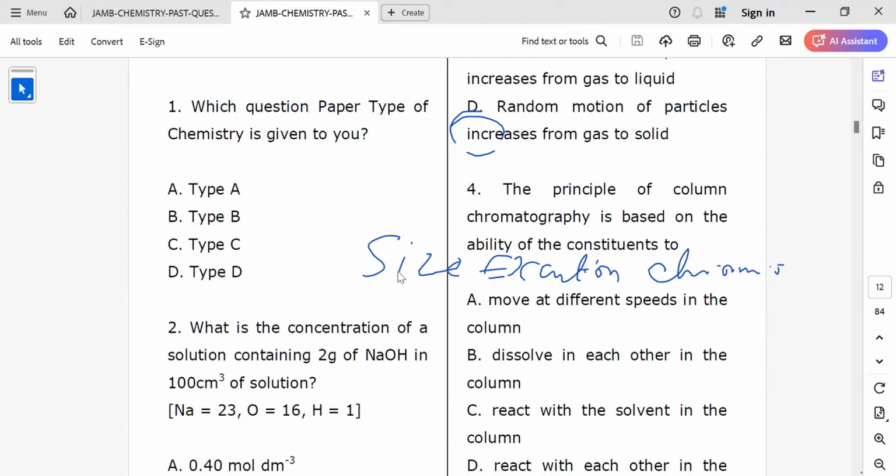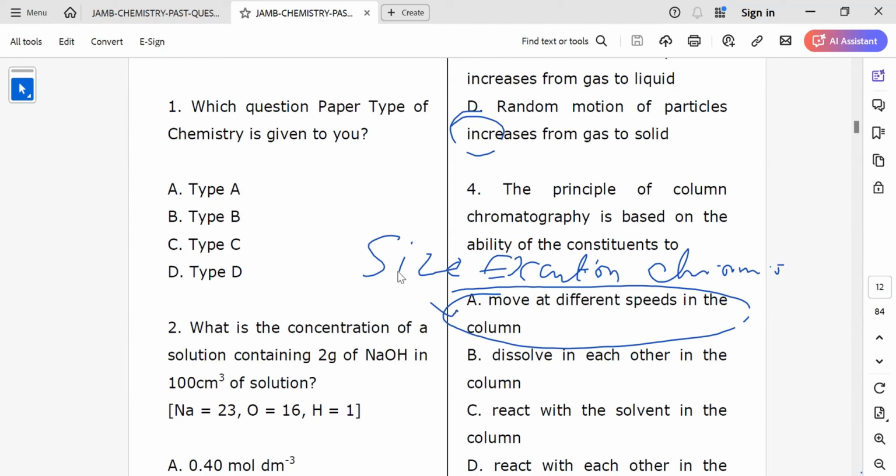And we have affinity chromatography, that is based on binding, based on affinity. And then we also have column chromatography. The principle behind column chromatography is based on the movement of the separating molecules at different speeds. So it's based on the movement of the particles at different speeds in the column. So it means that option A is the answer here.